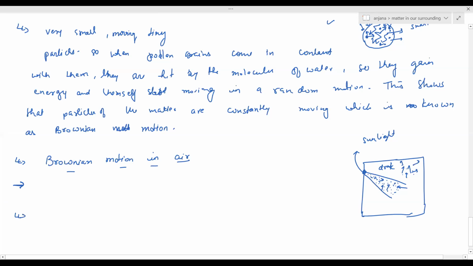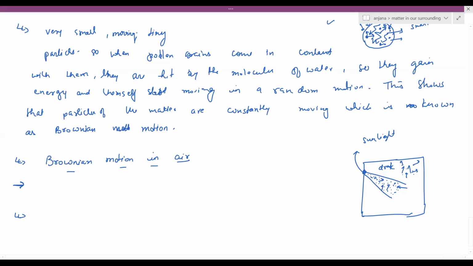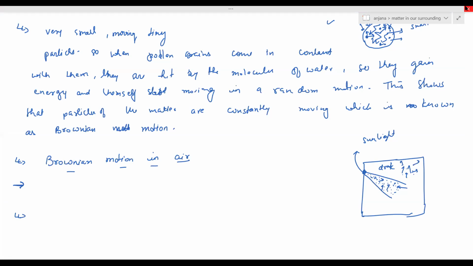Okay, now the next point, write down. The tiny dust particles move here and there because they are constantly hit by the fast moving particles of air.